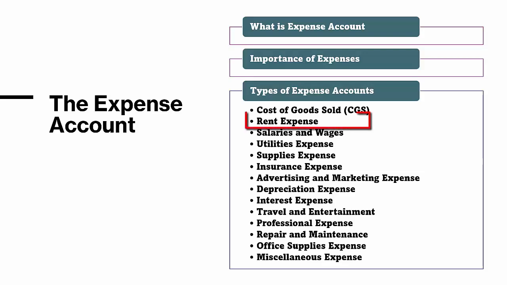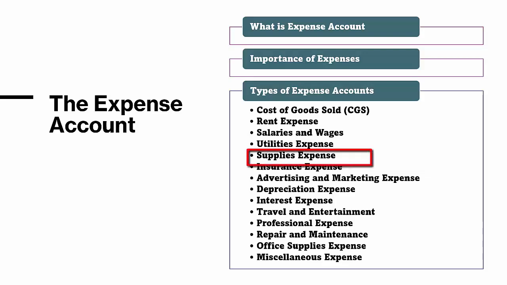2. Rent expense. The cost of renting space for business operations. This could be for an office, warehouse, or retail store. 3. Salaries and wages. These are the expenses related to paying employees. It includes all wages, salaries, bonuses, and other compensation. 4. Utilities expense. This includes electricity, water, gas, and other utilities used by the business.